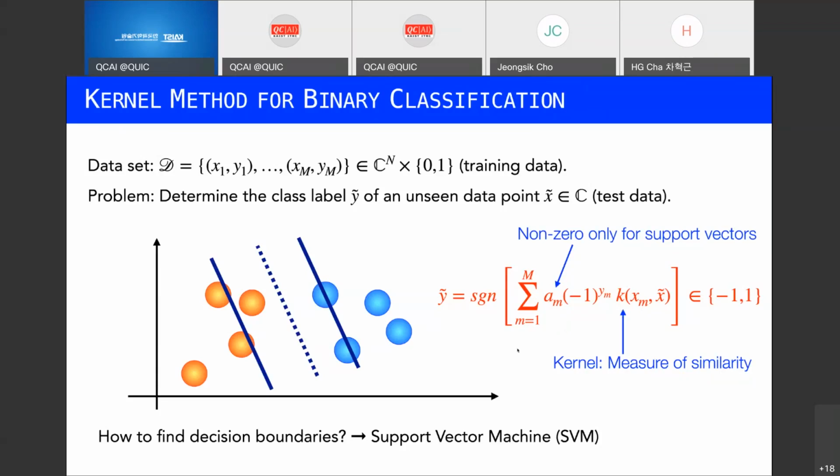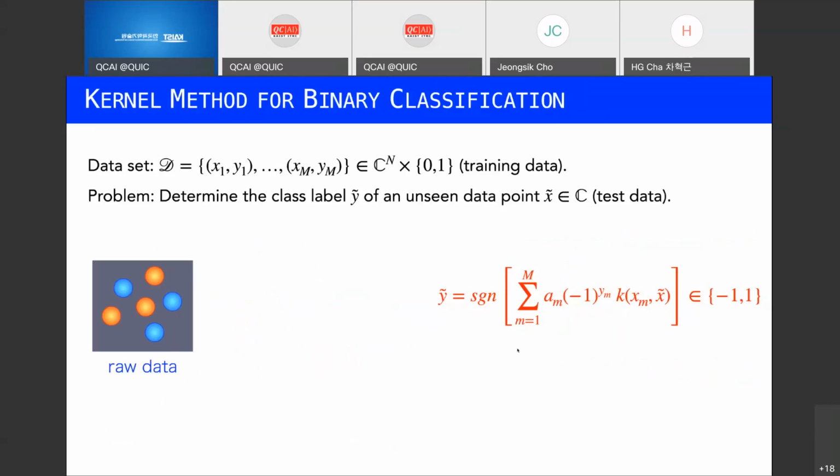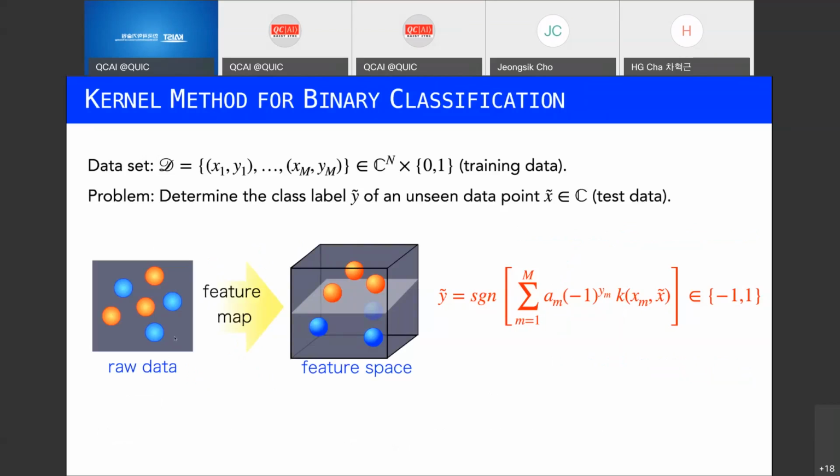Okay, so maybe we can continue. The previous example is quite straightforward, but what if our raw data is given in this form, such that it's not immediately apparent how to draw a linear decision boundary? Then we apply what's called a feature map. We map our raw data into a high-dimensional feature space in which we can find the hyperplane that separates this data.